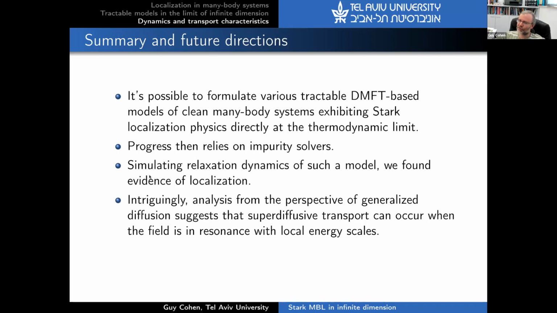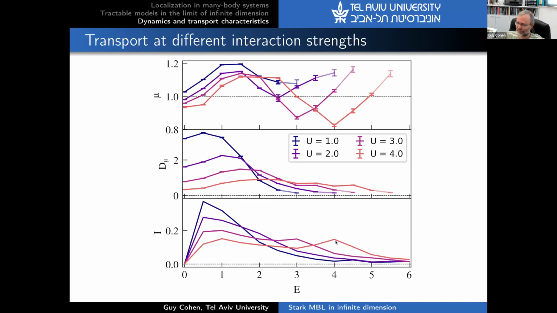When we did this, we found at least some evidence of localization that occurs at the thermodynamic limit. One thing that we found that we thought was surprising is that sometimes you actually have faster than diffusive transport when you combine interaction with an electric field in the right way. And I didn't mention, but you can actually connect that to the existence of a current. When you have this super diffusive transport, you also have an enhancement of the current in the system.